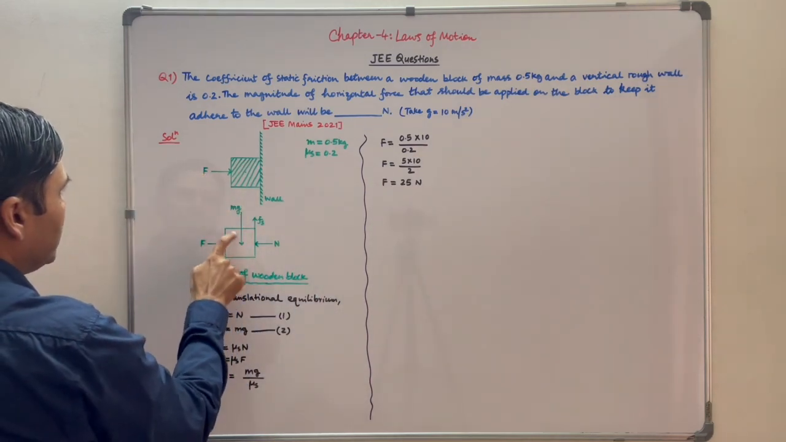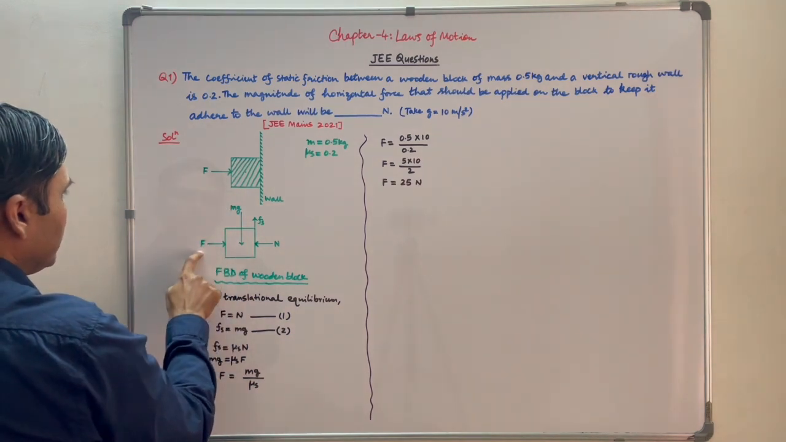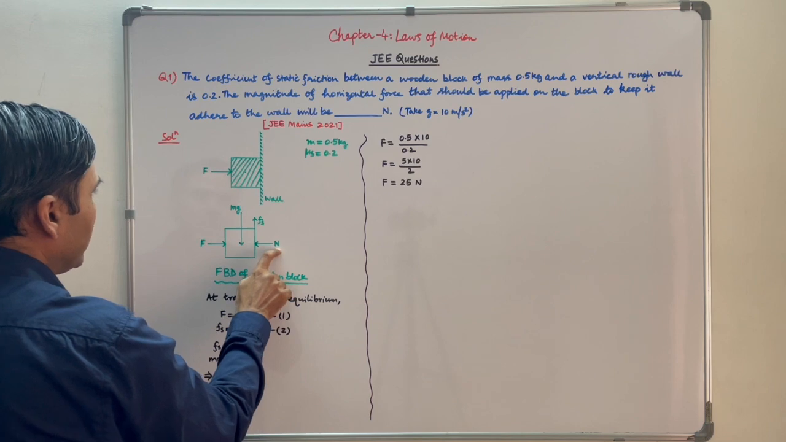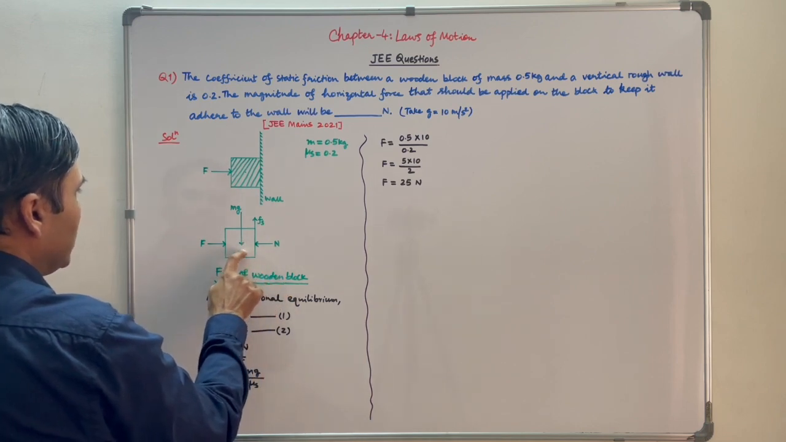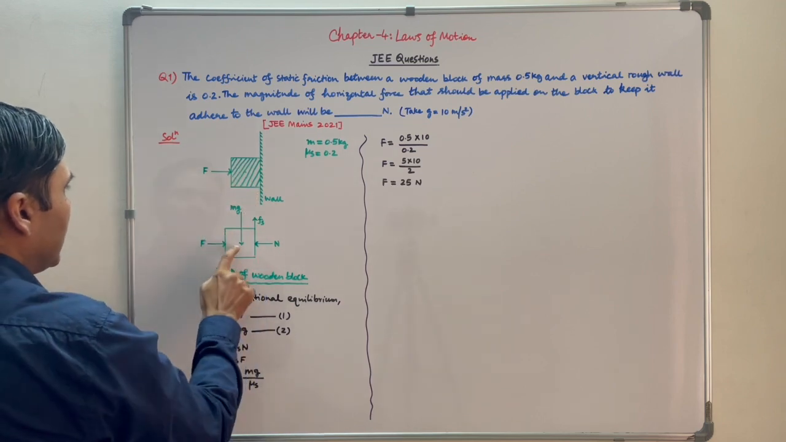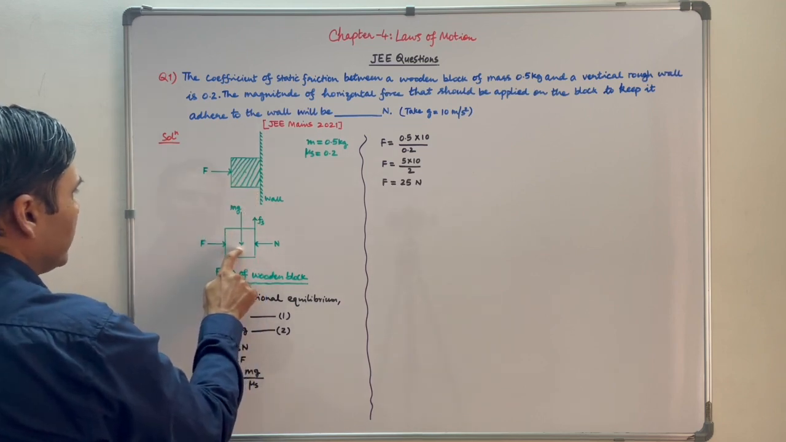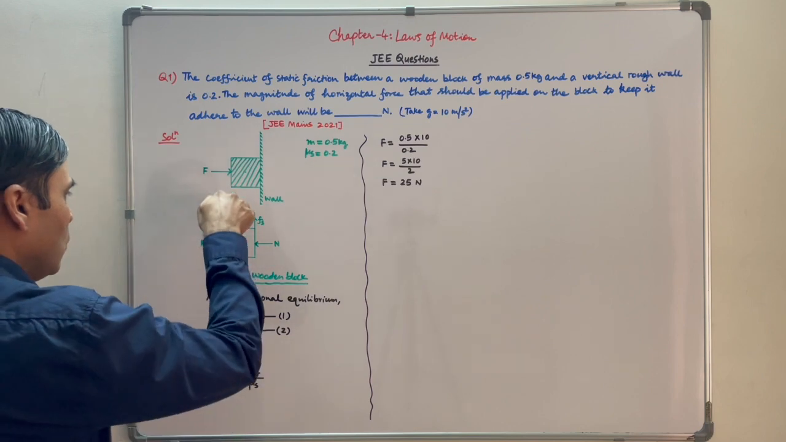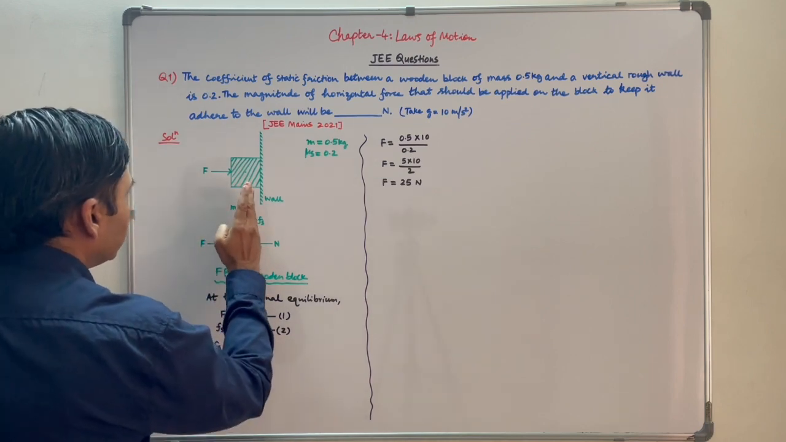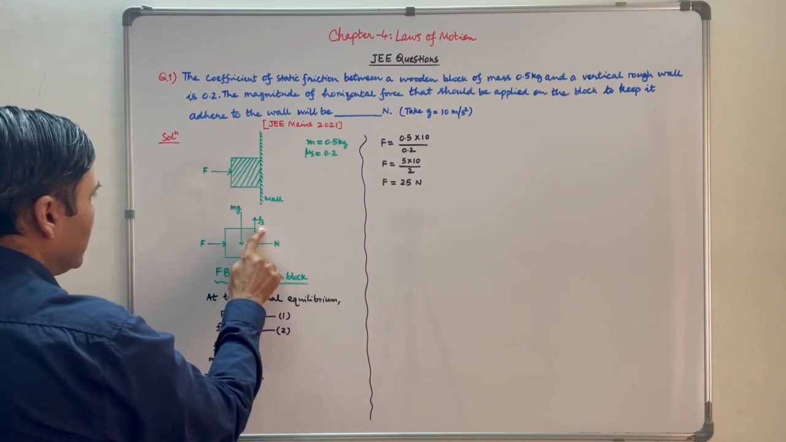This is the FBD of the wooden block. Force F is applied on it in the forward direction. N is the normal reaction applied by the wall on the wooden block. Mg is its weight that works vertically downwards at its geometrical center. Since this block has a tendency to fall down, friction force on it will work vertically upwards. It is represented by Fs.